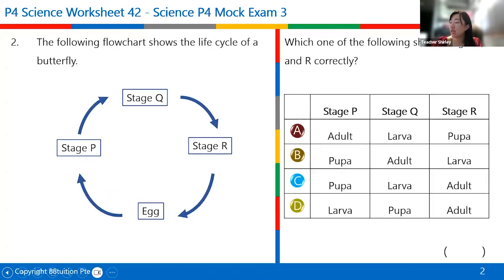Okay, yes, let's see. D. Stage P is larva. Very good. Remember we said go according to alphabetical order: A, then E, then L, then P. Of course, this is adult. So stage P is larva, stage Q is pupa, and stage R is adult. Well done. Very good.